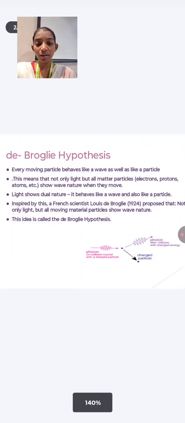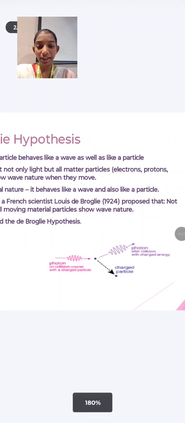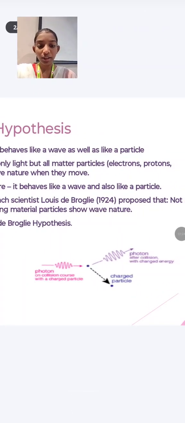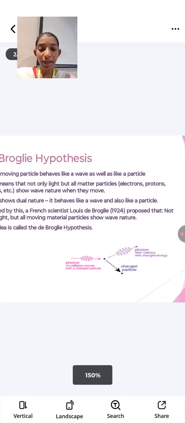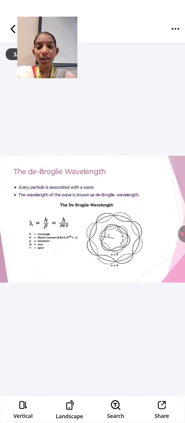This idea is called the de Broglie hypothesis. Here is a small diagram showing a photon, two photons and a charged particle. The photon is on a collision course, and after the collision there is a charged particle. Let us now discuss the de Broglie wavelength.